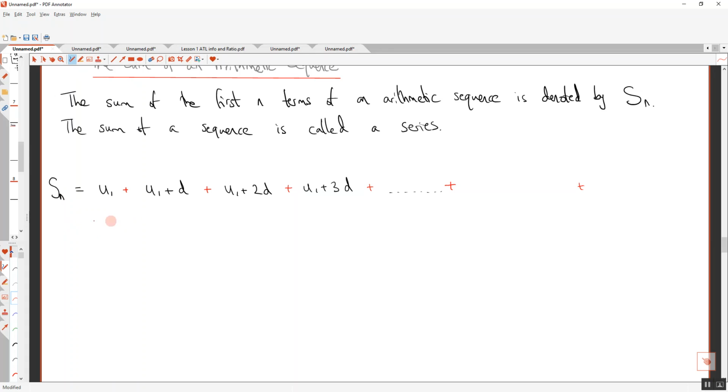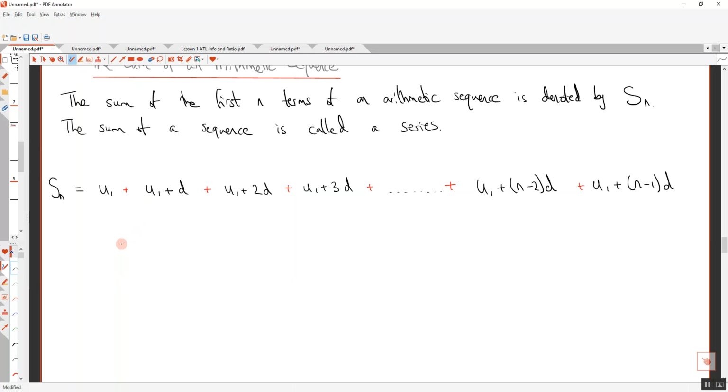N minus 1 D. Right. So we'll do the last term first. The last term is going to be U1 plus (n minus 1)D, okay? Because that's our nth term. Happy with that? Yeah. So the one before that is going to be U1 plus (n minus 2)D. Good. Alright, so that's the sum of the first n terms.